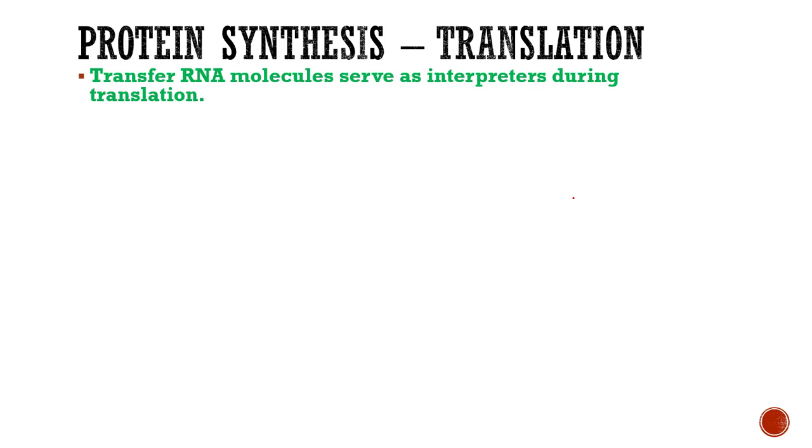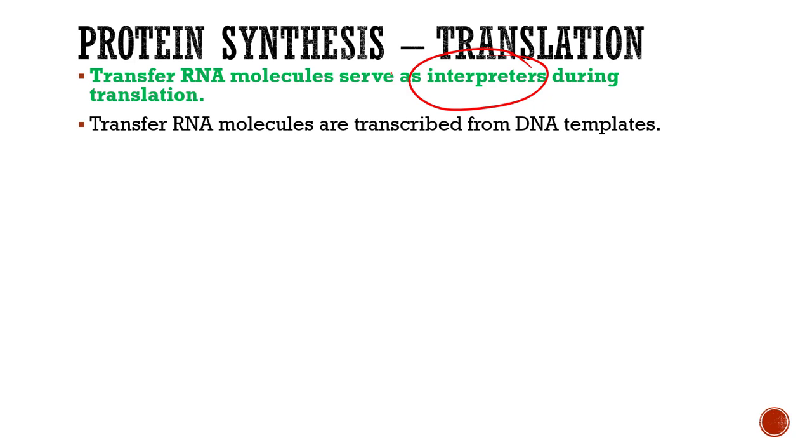As I just told you, transfer RNA molecules are interpreters, translators. They translate the messenger RNA code into amino acids. If you remember when we were discussing transcription, DNA carries information for all the RNAs found in the cell, whether it is a messenger RNA or transfer RNA or ribosomal RNA. So transfer RNAs are also transcribed from DNA.